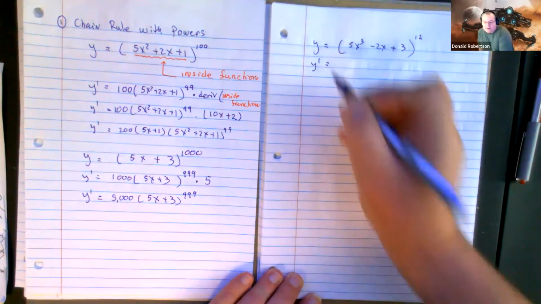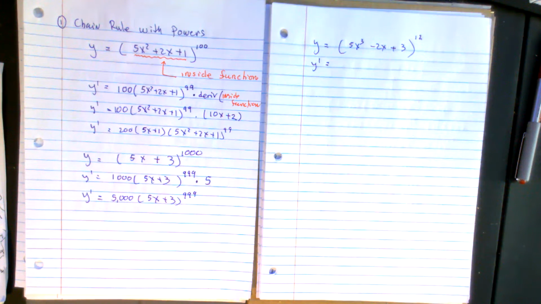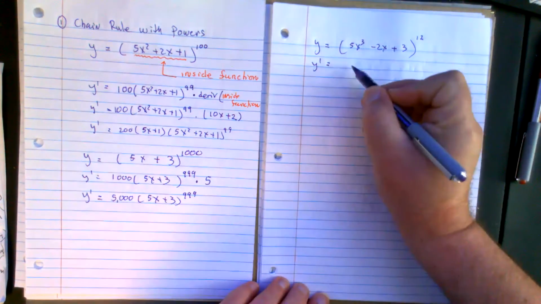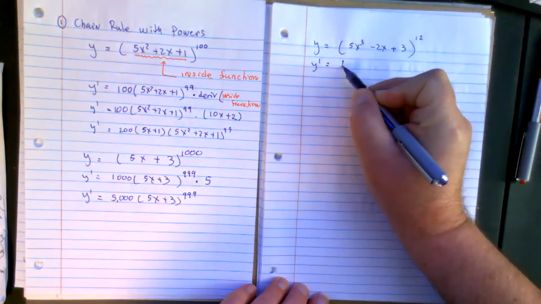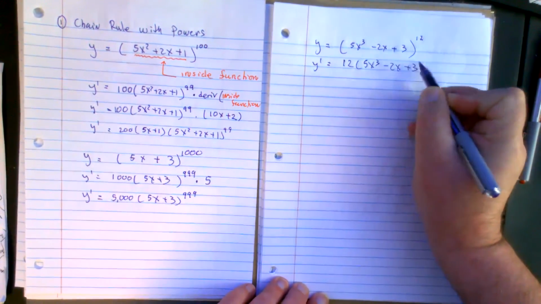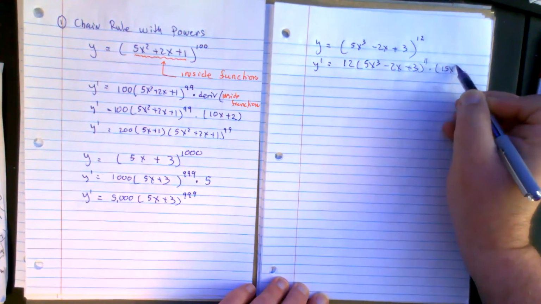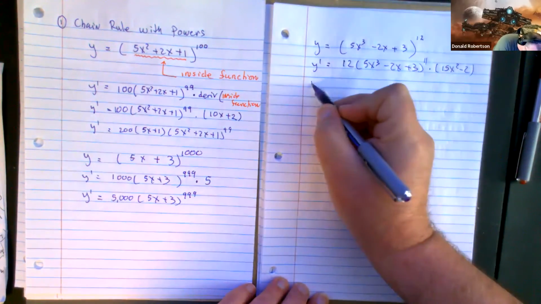So let's try one last one of this type. Okay, I'll take a volunteer. Anybody feel that they're comfortable with this method enough to tell me what the answer should be? Sure. So, okay, I guess we'd start off as 12 times the inside function to the 11th power times 15x squared minus 2. Perfect. I'll do the next bit for you.